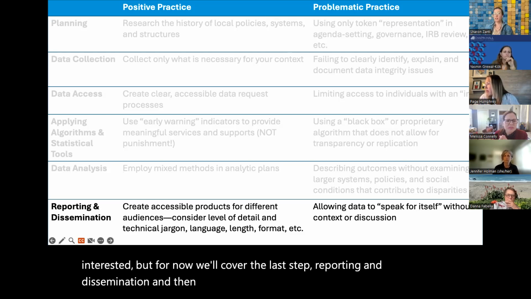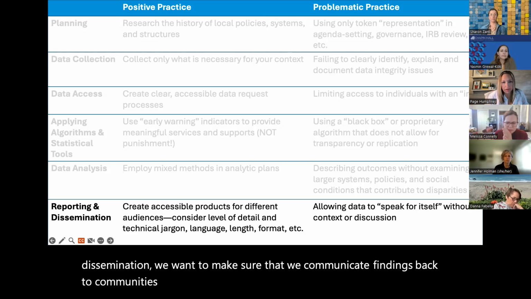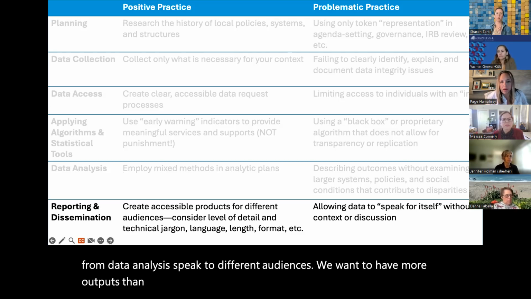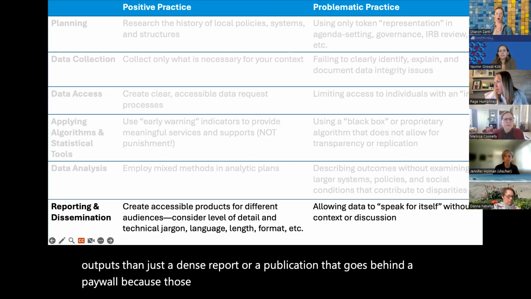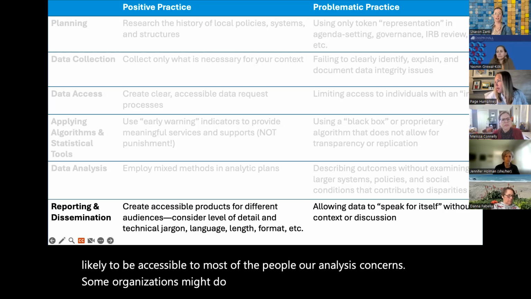So in the final phase, reporting and dissemination, we want to make sure that we communicate findings back to communities whose data are represented, and that we make findings from data analyses speak to different audiences. We want to have more outputs than just a dense report or a publication that goes behind a paywall, because those only speak to a really narrow audience and aren't likely to be accessible to most of the people our analyses concern.